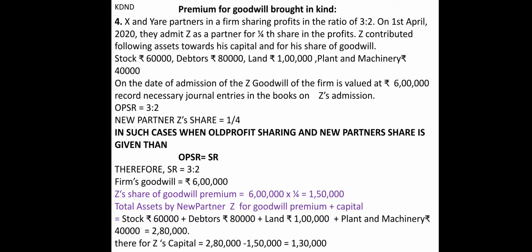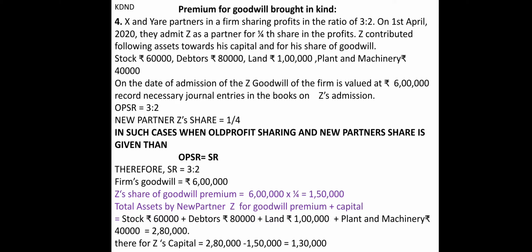Then the next sum, when the premium of goodwill is brought in kind. X and Y are partners sharing 3:2. On 1st April 2020, they admitted Z as a partner for 1/4 share in the profit. Z contributed the following assets towards his capital and his share of goodwill: stock, debtors, land, plant and machinery. On the date of admission, the goodwill of the firm is valued at 6 lakhs. Record necessary journal entries in the books on Z's admission.